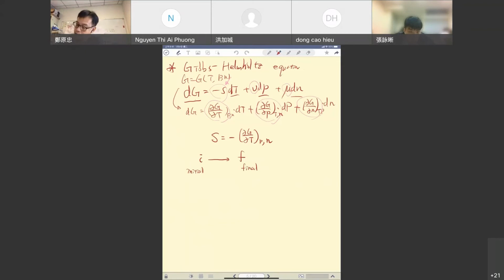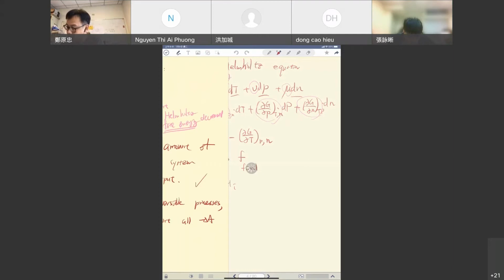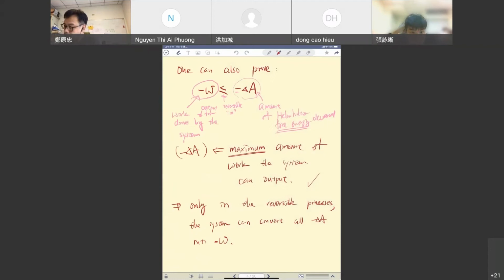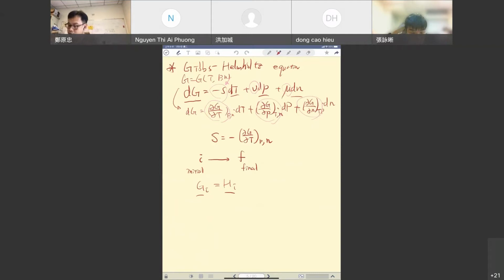G is a state function, so we can write down the initial state G. Actually, this is quite easy to determine. We defined G here, right? If we plug in A, A is E minus ST plus PV. And E plus PV, what is this? It's H. So G will be H minus ST. This is the initial state, and the final state will be this. And what we are interested in here is doing this process at constant temperature.